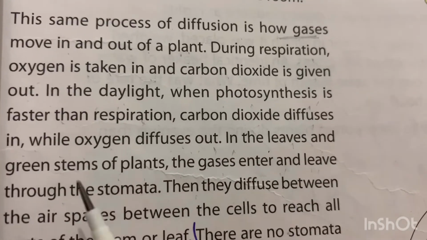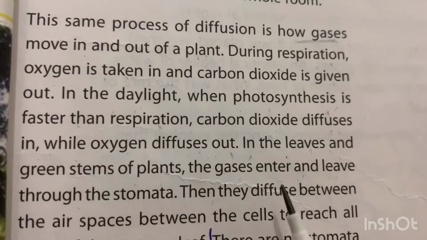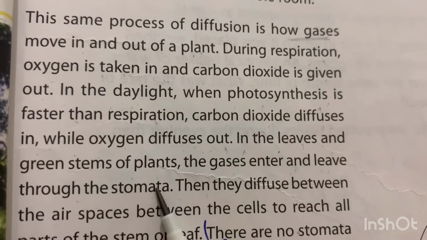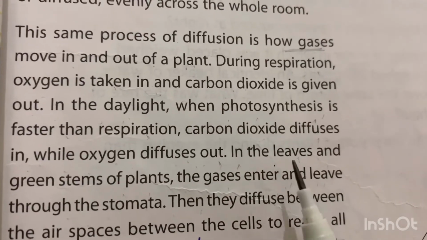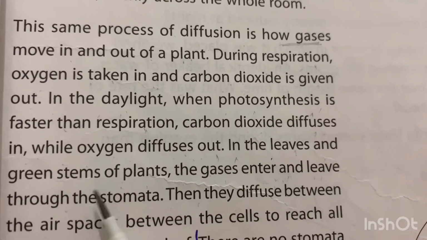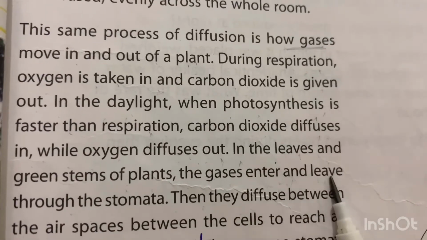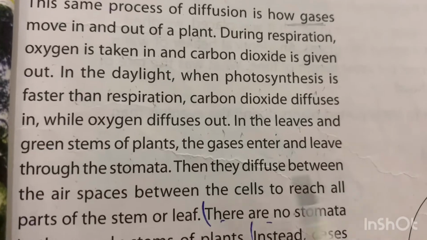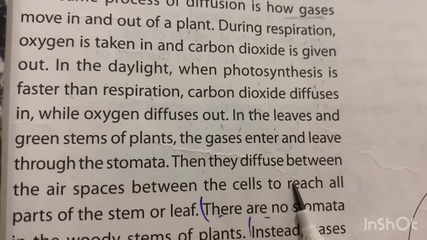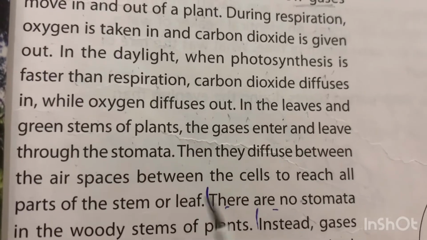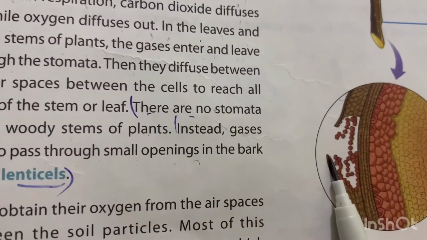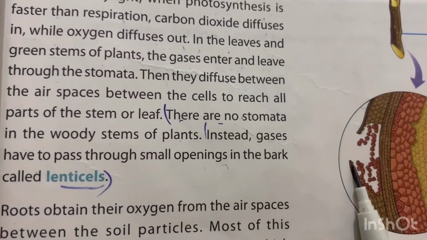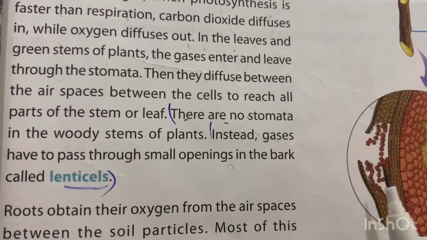Similarly, in the leaves and the green stem of the plants, gases will enter and leave through the stomata. Then they diffuse through the air spaces between the cells to reach all parts of the stems, as I told earlier, and the diagram shows you the lenticels, which are the small openings in the bark.